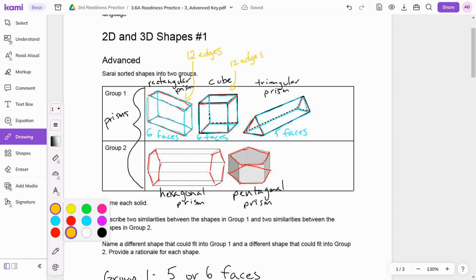With my triangular prism, I've got 3 on one base, 3 on the other base, and then 3 connecting. Are you noticing that pattern? You're going to have the same number of connecting edges as you have the number of sides in your base. So 3, 3, 3 make 9 edges.